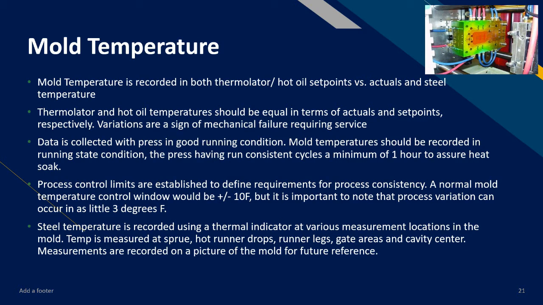Steel temperature is also an excellent way to record, and you do that using a thermal indicator at various measurement locations in the mold. The temps are measured at the sprue, hot runner drops, runner legs, gate areas, and cavity centers. Those measurements would be recorded on a picture of the mold for future reference.